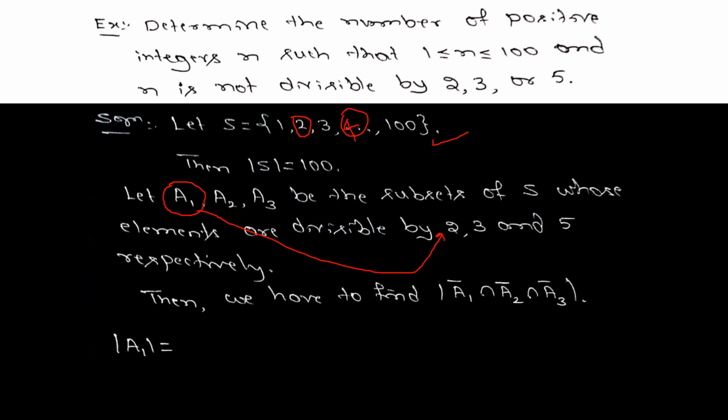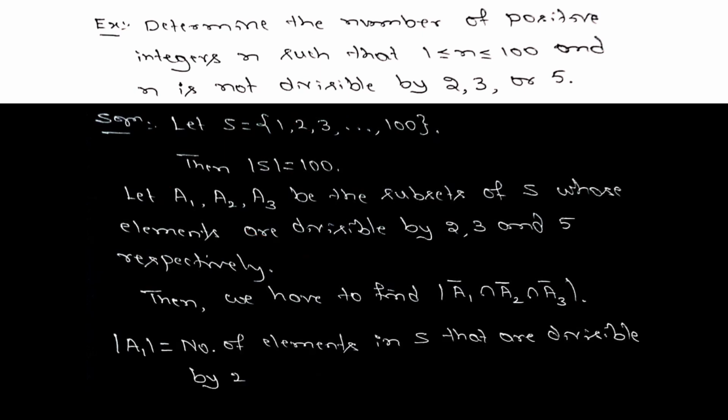So let us write down the number of elements in S that are divisible by 2, which is given by the floor function of 100 by 2. That means half of this set will be divisible by 2. 100 by 2 gives 50, and the floor of 50 will be just 50 only. So these many positive integers are there which are divisible by 2.